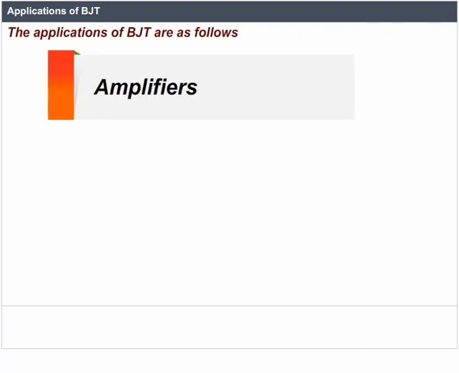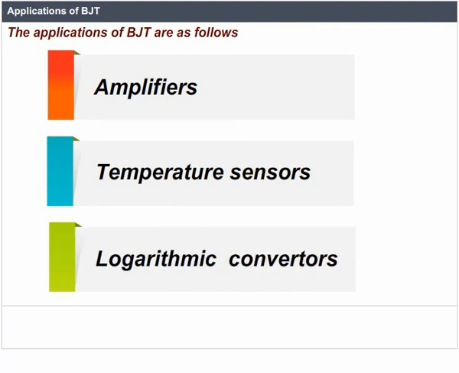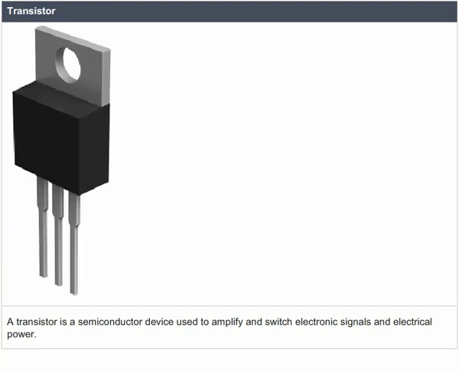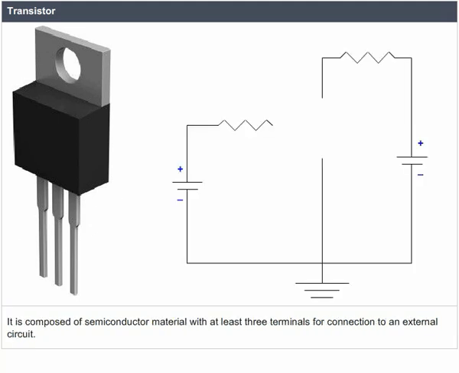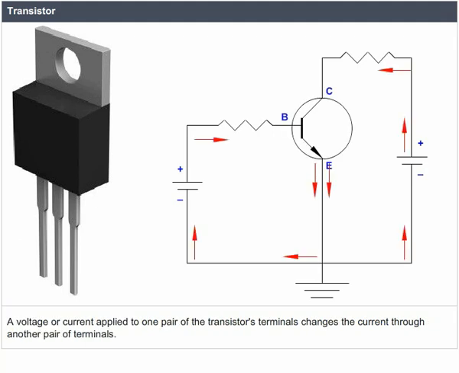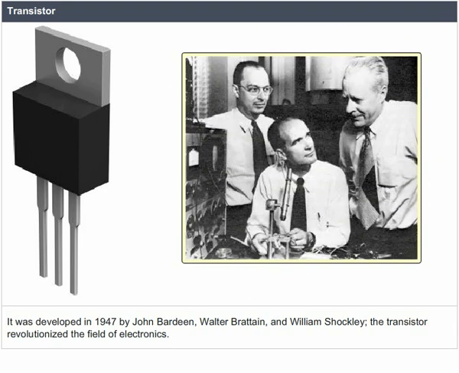Applications of BJT. The applications of BJT are as follows: amplifiers, temperature sensors, logarithmic converters. Transistor. A transistor is a semiconductor device used to amplify and switch electronic signals and electrical power. It is composed of semiconductor material with at least 3 terminals for connection to an external circuit. A voltage or current applied to one pair of the transistor's terminals changes the current through another pair of terminals. It was developed in 1947 by John Bardeen, Walter Brattain, and William Shockley. The transistor revolutionized the field of electronics.